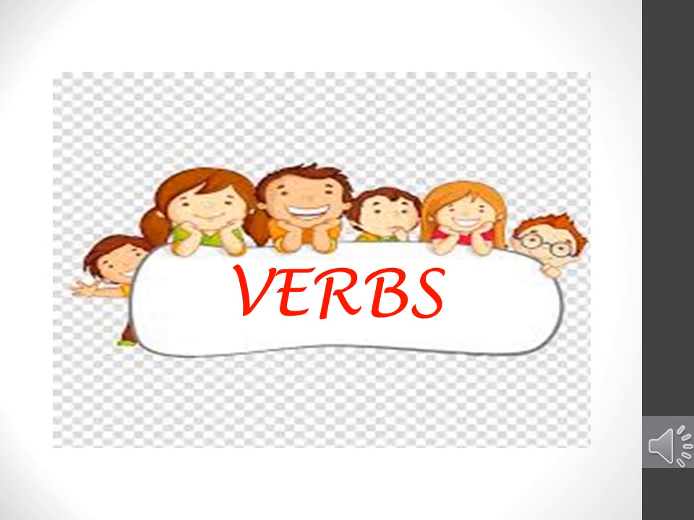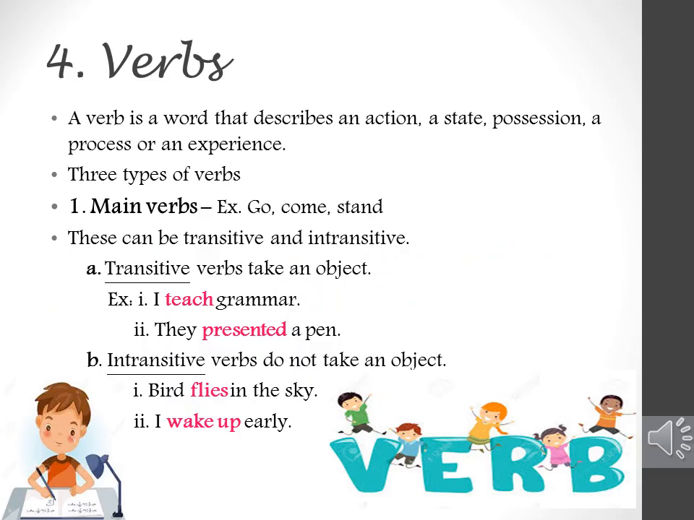Let us see the definition of verbs. A verb is a word that describes an action, a state, possession, a process, or an experience. In other words, we can say that action words are called verbs. There are three types of verbs: main verbs, auxiliary verbs or helping verbs, and the third type is modal auxiliaries. Let us first discuss main verbs.